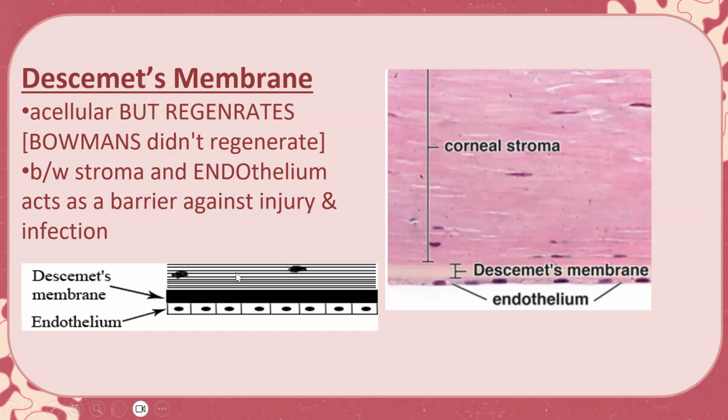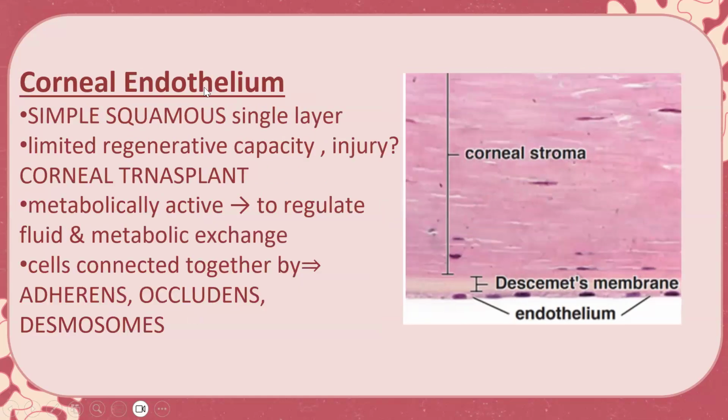It lies between the stroma. This is the stroma, and here is the endothelium, which we're going to discuss right now. So the corneal endothelium, which is the innermost layer of the cornea before we get into the posterior chamber and then the iris, is a single layer of simple squamous cells that are very metabolically active to regulate the fluids that come in.